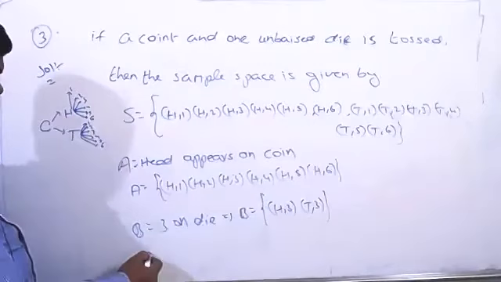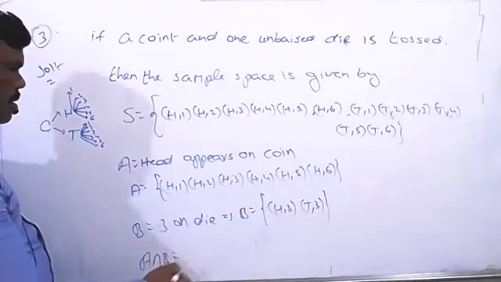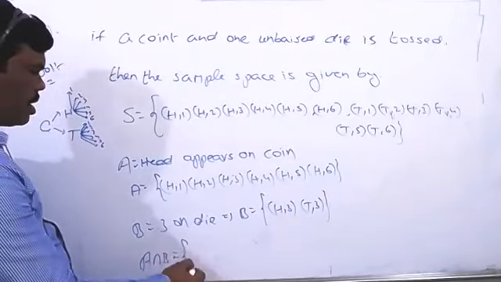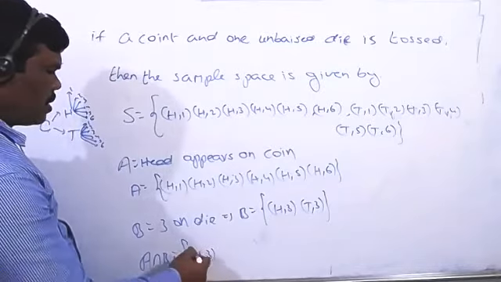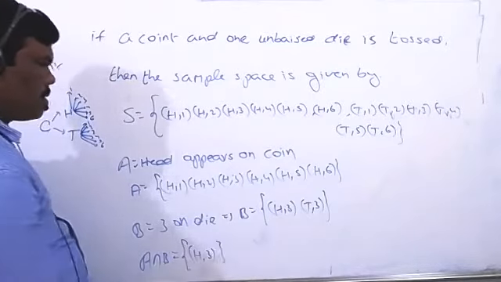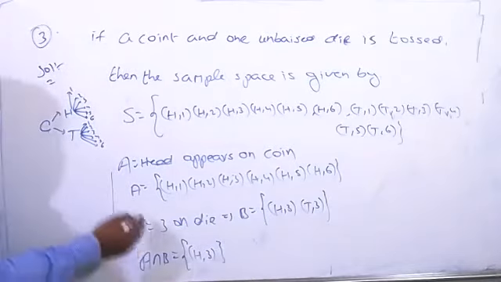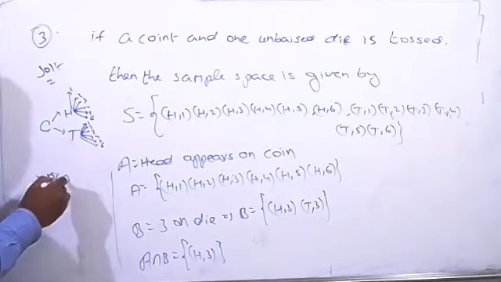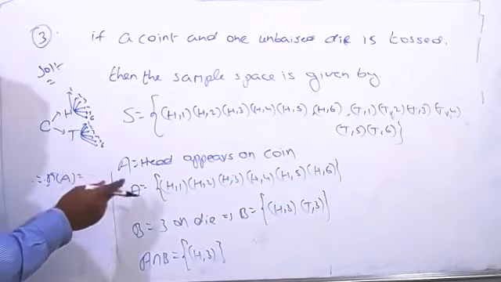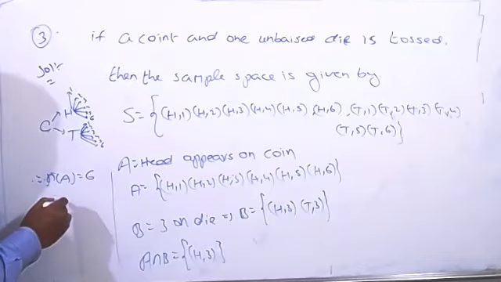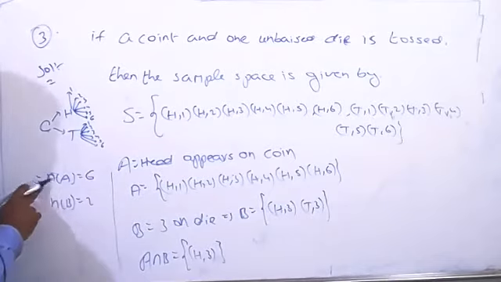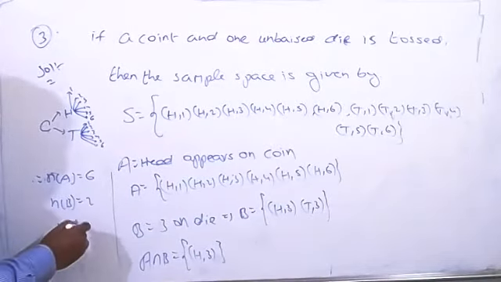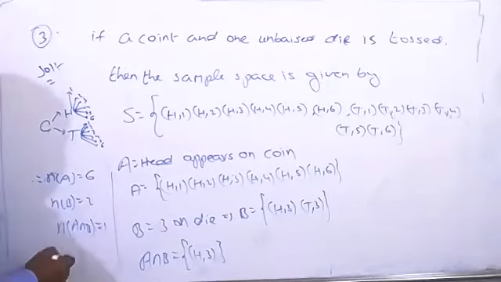Now find A intersection B also. A intersection B equals, clearly only H comma 3, only one. Now we can find the values here. So n of A is equal to 6, n of B equal to 2, and n of A intersection B equal to clearly 1, and n of S equal to 12.